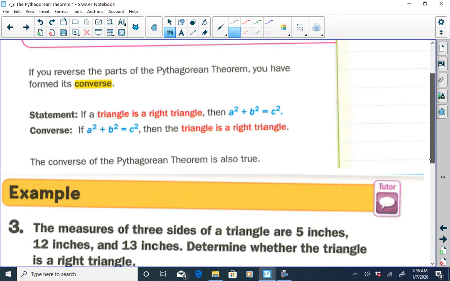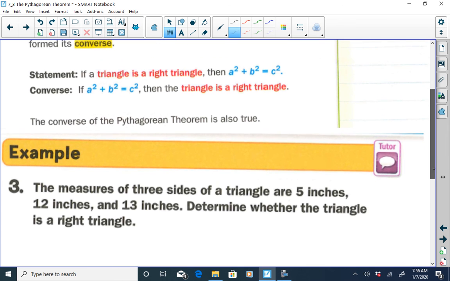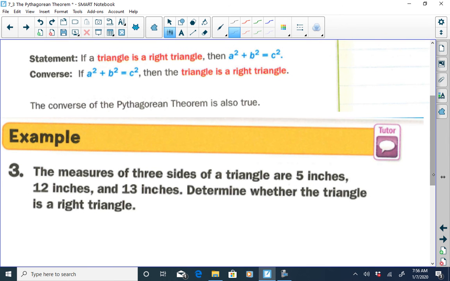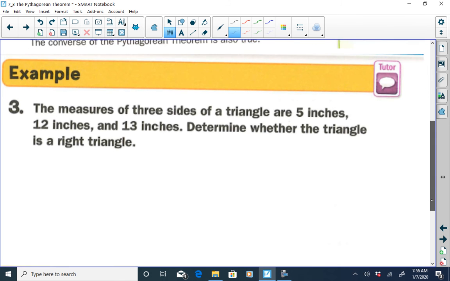Which simply says that if a squared plus b squared is c squared, then the triangle is a right triangle. So we use the converse of the Pythagorean theorem to prove whether a triangle is a right triangle or not a right triangle. Let's take a look at this example.